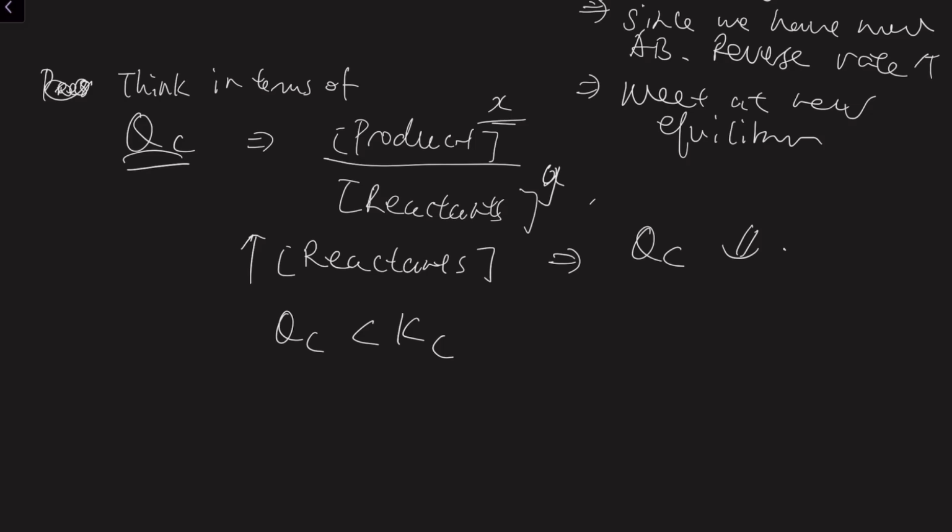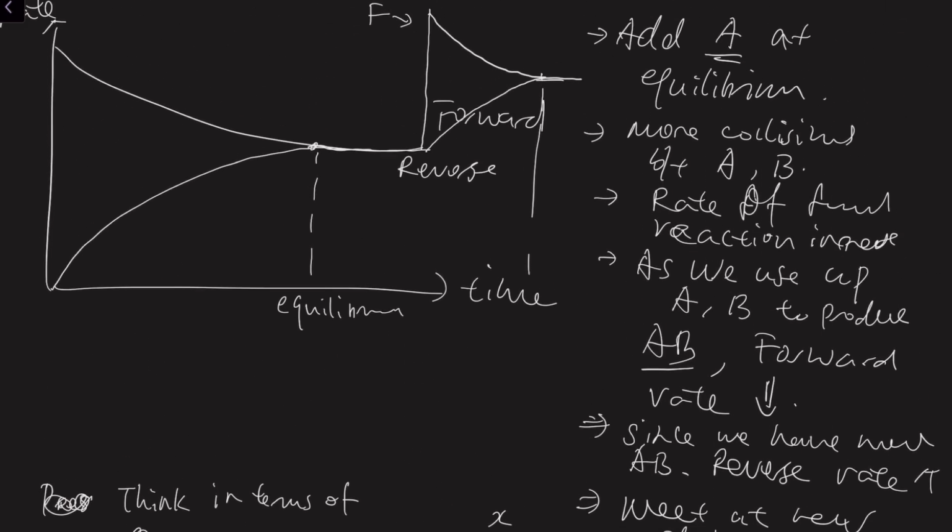How do we increase the concentration fraction? We need to increase the concentration of product and decrease the concentration of reactants. Thus, we favor the forward reaction. Which is exactly what we said when we thought about it from the collision theory's perspective.